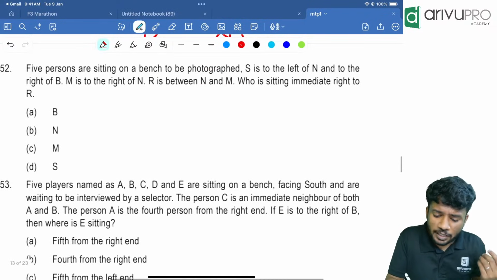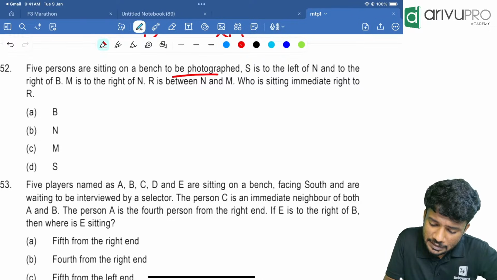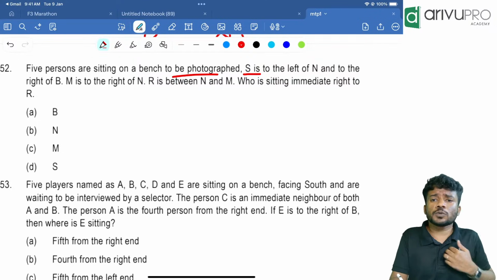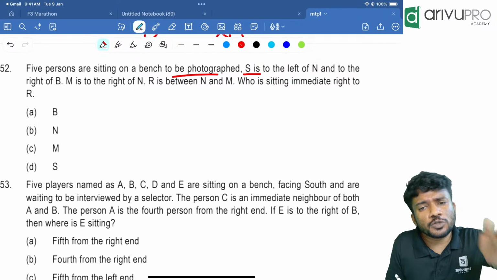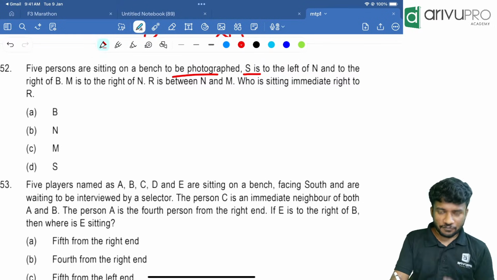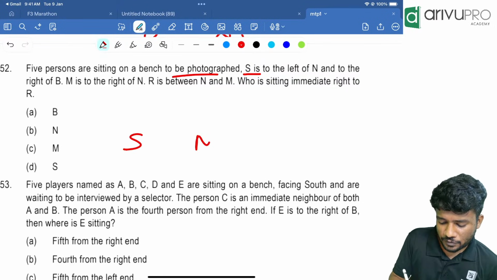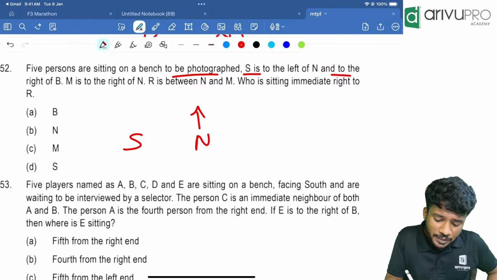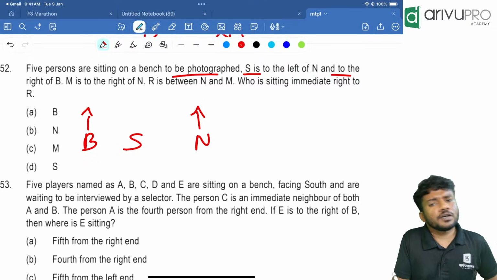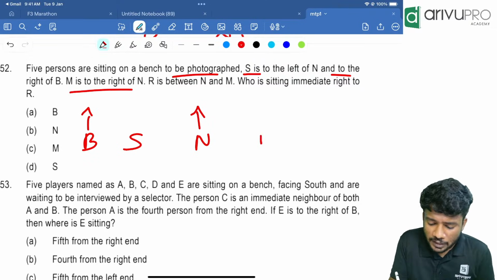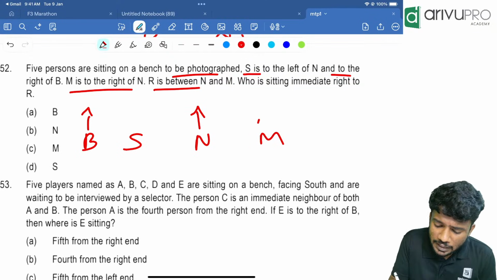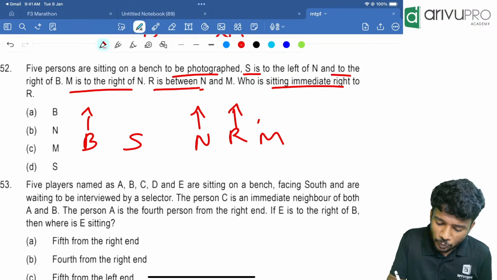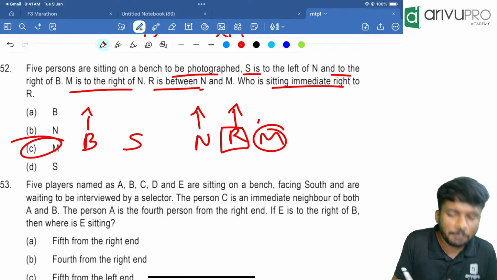5 persons are sitting on a bench to be photographed. S is left of N. Usually if direction is not mentioned, we take it that they are looking towards north. S is left of N. N is looking here, S is left of N. Then S is to the right of B. Then M is to the right of N. R is between N and M. Who is sitting immediate right to R? Answer is M, option C.